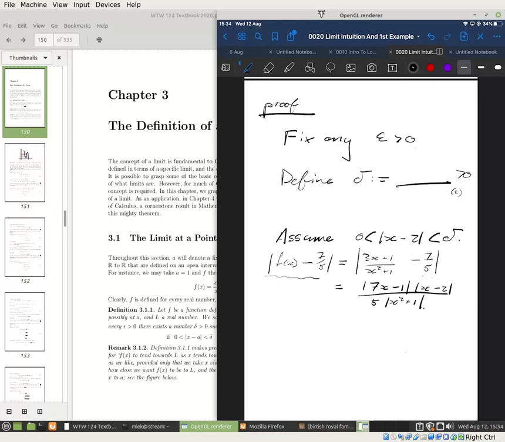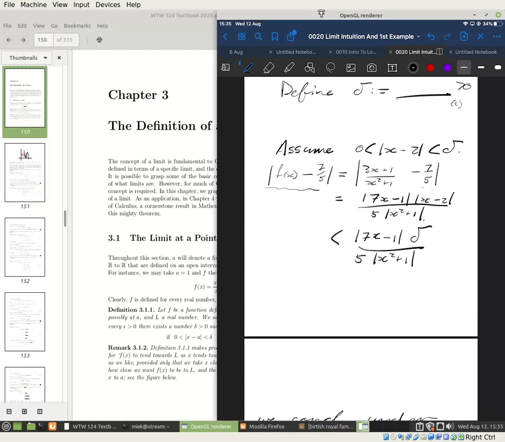Good. Now, let's see what we have to work with. We have control over things like x minus 2, because we assume this expression to be less than delta. Here we see an x minus 2. So we automatically get that the absolute value of x minus 2 over here is less than delta. So here we've got the absolute value of 7x minus 1 times delta over 5 times (x squared plus 1).